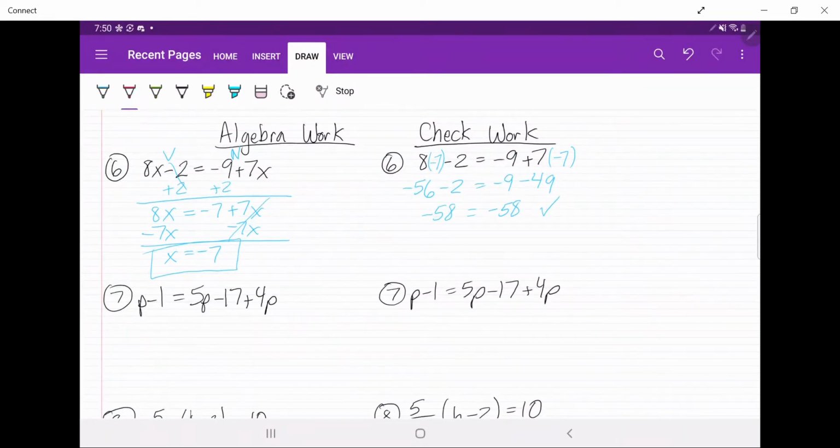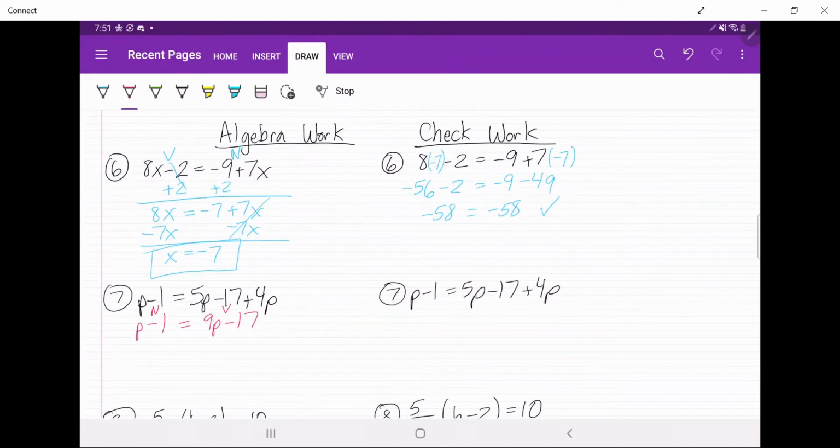p minus 1 equals 5p minus 17 plus 4p. This problem is a little different because we need to combine like terms first before we can separate the variables and numbers. So 5p plus 4p is going to give us 9p, and we bring down the minus 17 as well as the p minus 1. So our new equation now is p minus 1 equals 9p minus 17. We'll have the variables on the right hand side and numbers on the left.